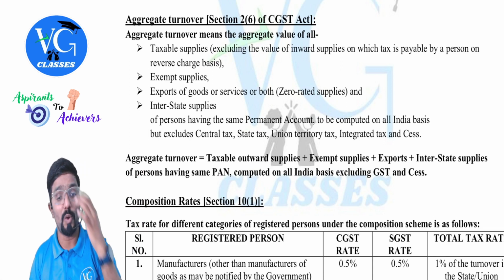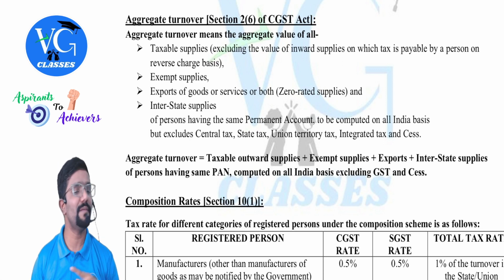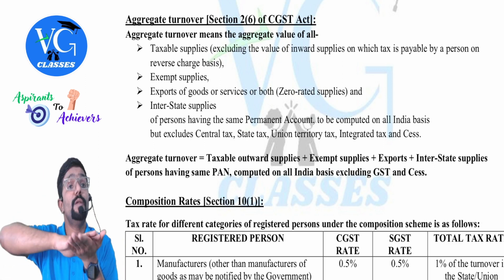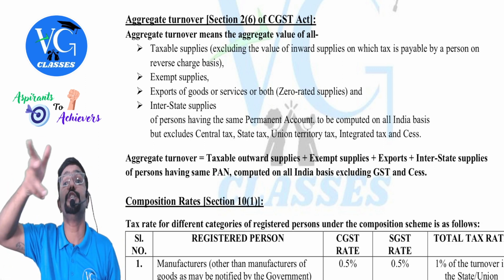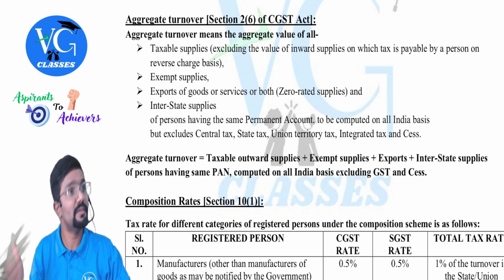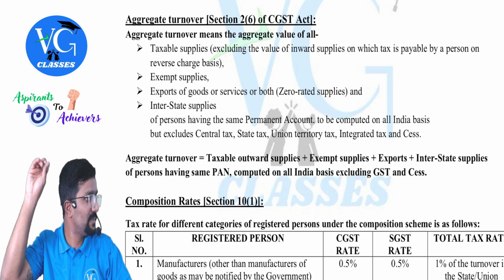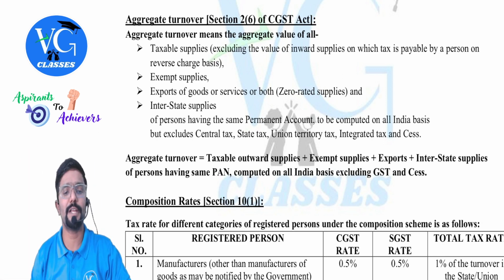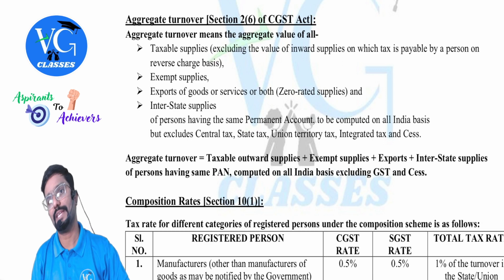Yes, in simple terms, I have given it in equation form. Aggregate turnover is equal to what, people? Taxable outward supplies, exempt supplies, exports, interstate supplies of a person having the same PAN. That is from one person to another person registered separately, even that is covered. For example, supply between distinct persons. Sir, is it covered? Yes. Even without consideration, it is covered? Yes. Sir, how do we know the value? As per valuation rules. Anyway, that is not a part of your syllabus. Computed on an all India basis, excluding GST and cess, guys.